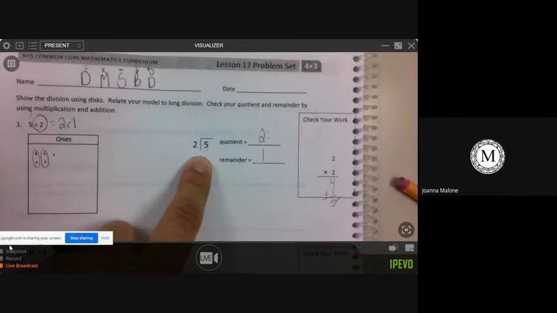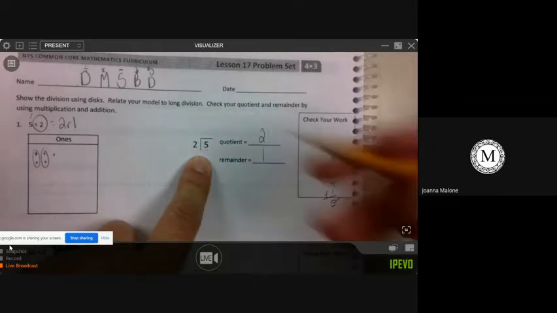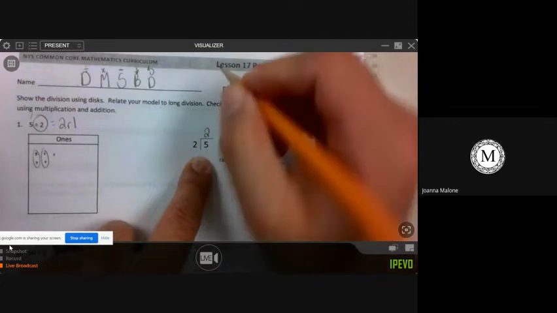So to do that, I usually skip count. Can you skip count with me? Okay, go ahead, skip count by 2s. 2, 4, can we do 6? No, because it's bigger than 5. So how many groups of 2 can I make? 2. How many are in each group?